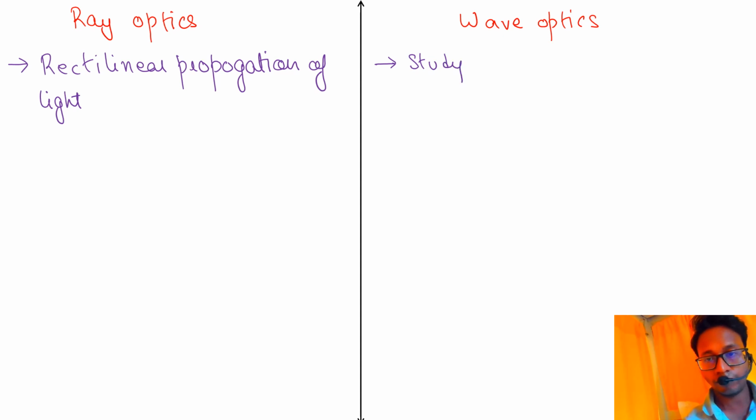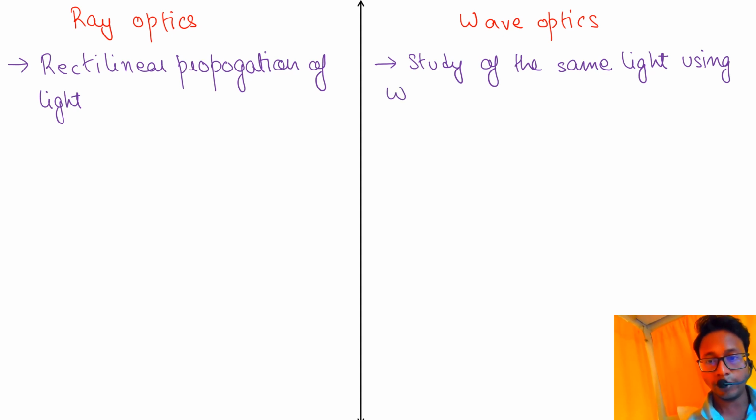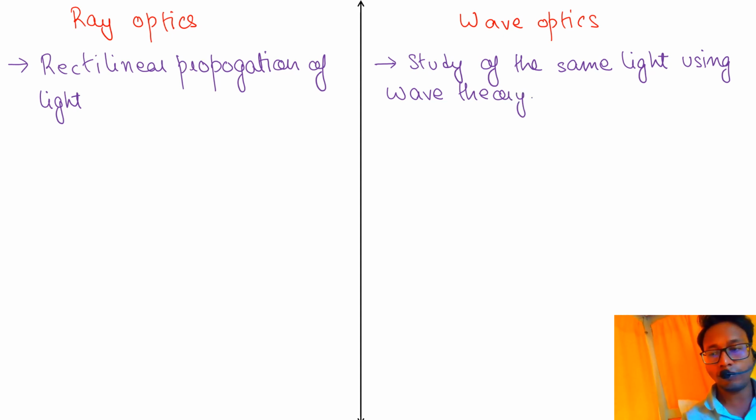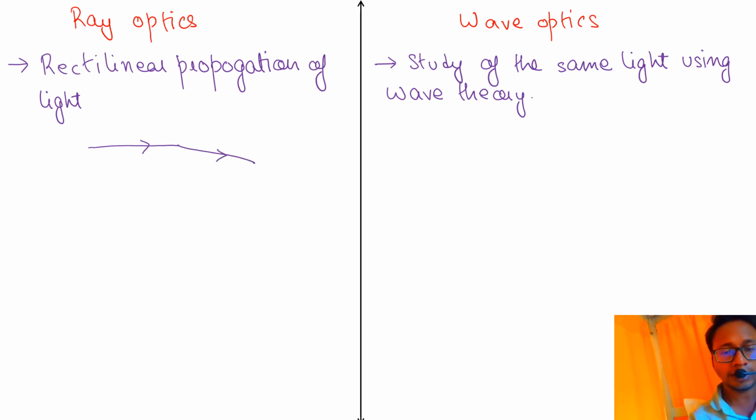Study of the same light using wave theory. Okay. Out here, in ray optics, what they assume is light travels in a straight line, and whenever it interacts with a medium such as a mirror or lens, it changes its path in a straight line.